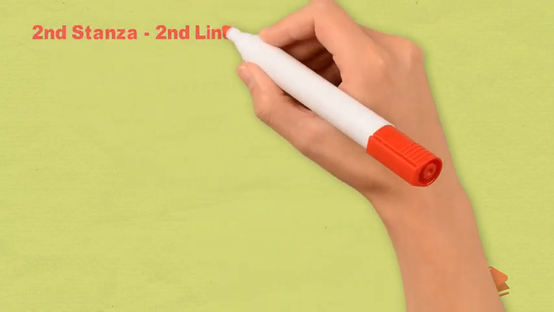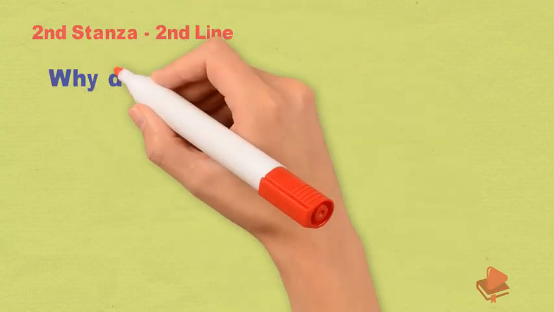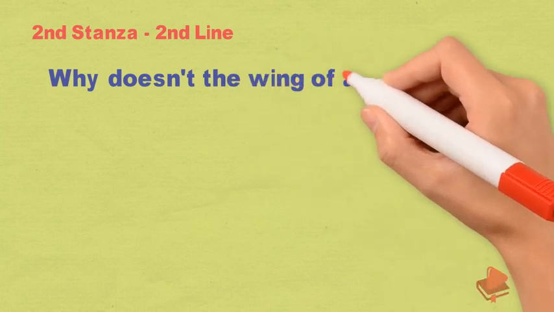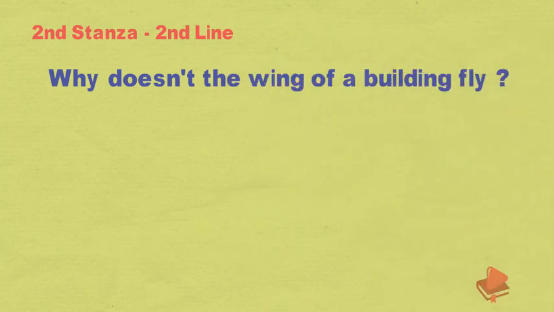Let's see the next line. Here the poet tells, why doesn't the wing of a building fly?